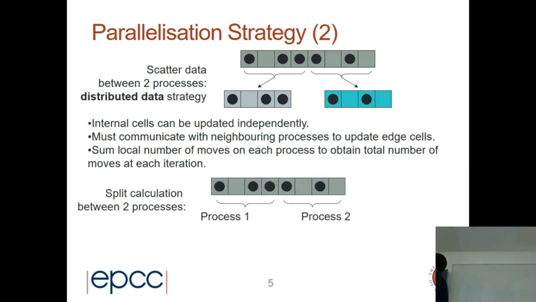And we also need to do a global communication to sum the local number of moves. Each process can work out how many cars moved on its piece of road, but I'm interested in the total number of cars that move, and that requires a collective communication to sum that up.